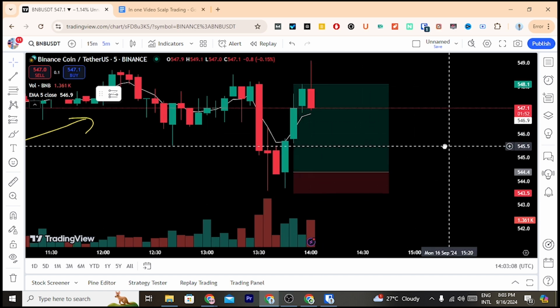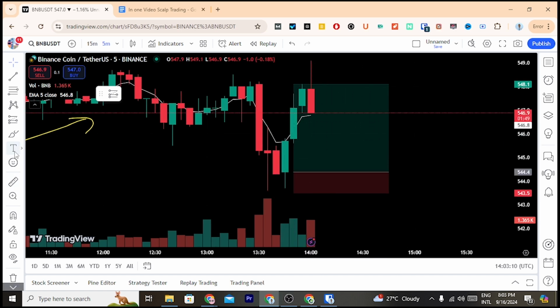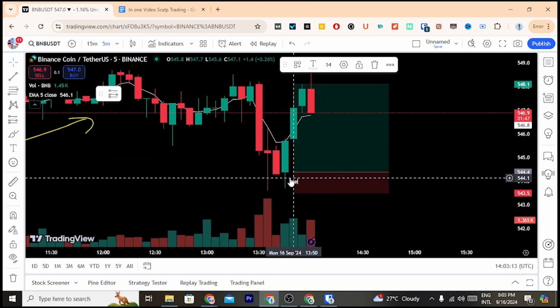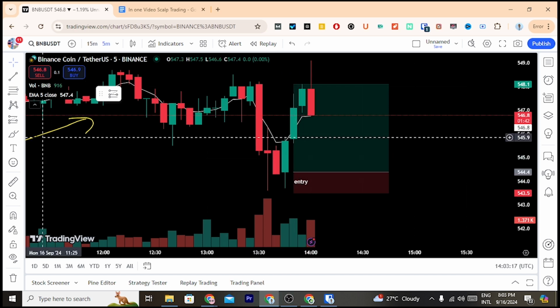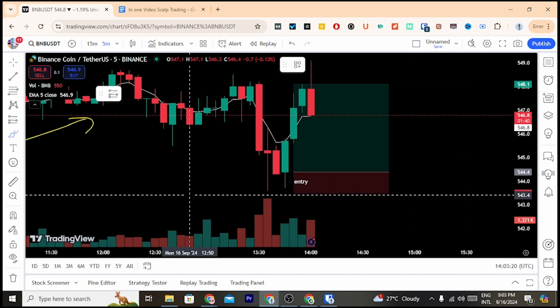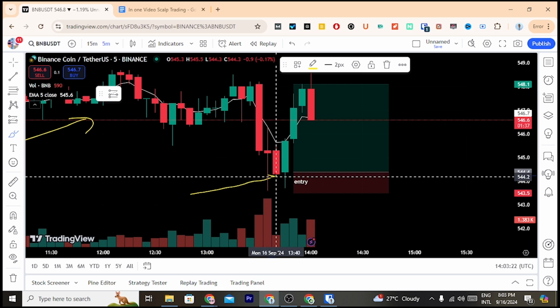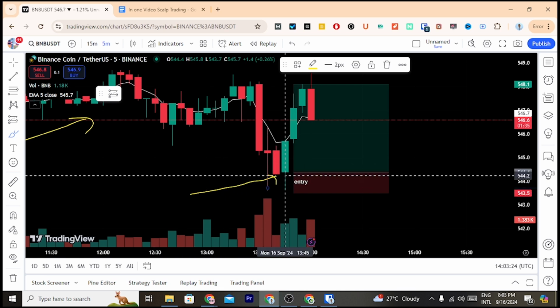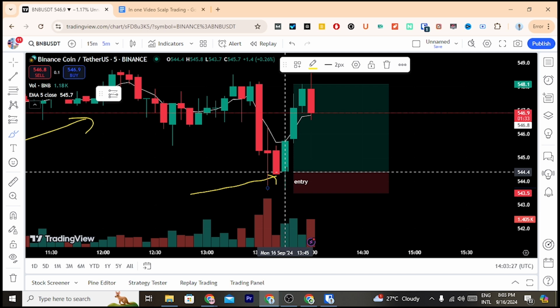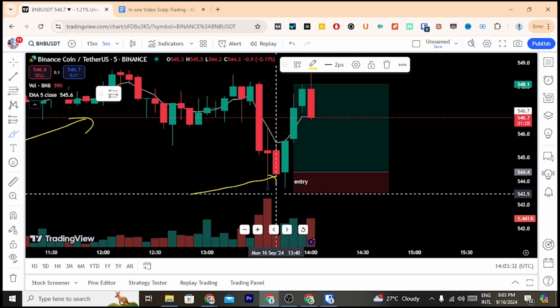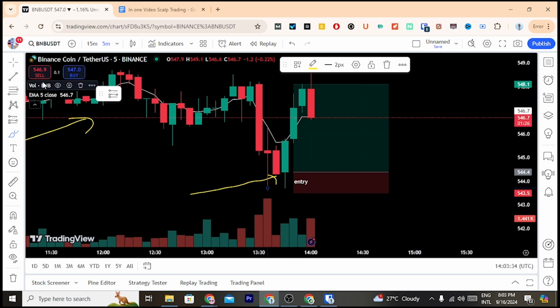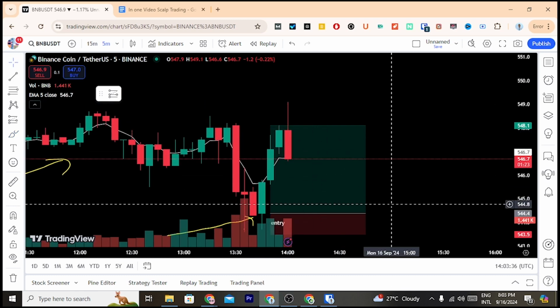See, I started an entry from here and you can see why I entered, because the white did not touch that red, okay? The white is not touching the red and it started a green candle. That's why I entered from here and I put the stop loss here because of that line, okay? Hope you understand. And at this moment a very nice entry is generated from here.